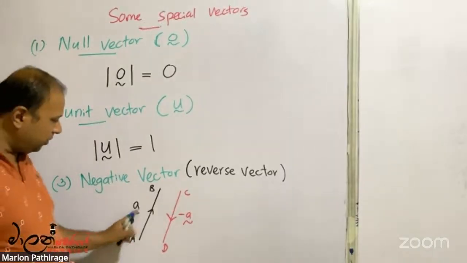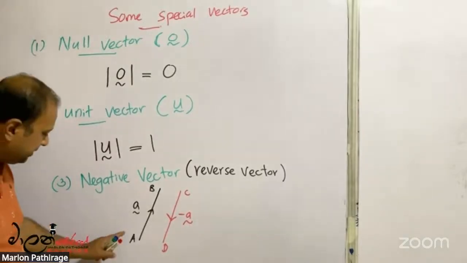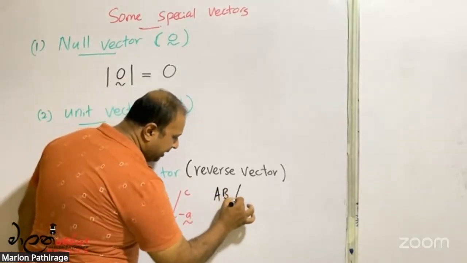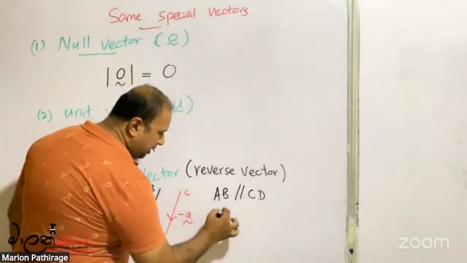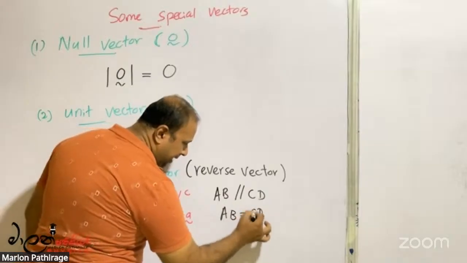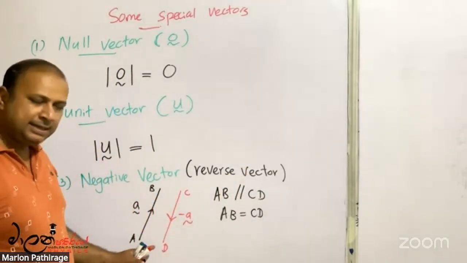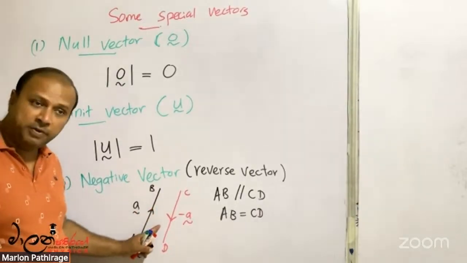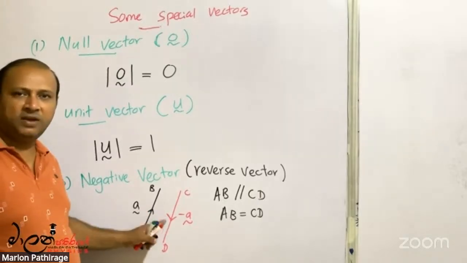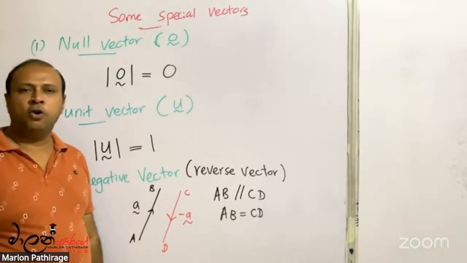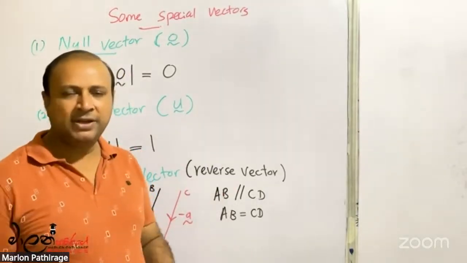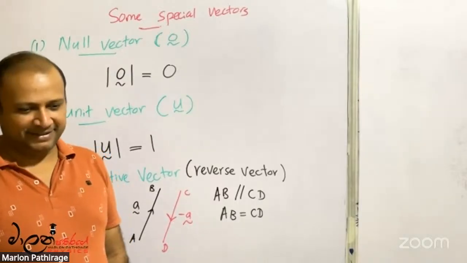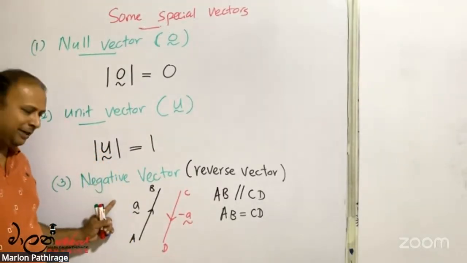Therefore, if we consider the AB and CD line segments, they are parallel to each other, and their lengths should be equal. But the only difference is that the arrowhead is in the opposite way to the given vector. Negative vector means its magnitude is equal to the given vector, but the direction is exactly opposite. Now write the topic negative vector and draw this one.